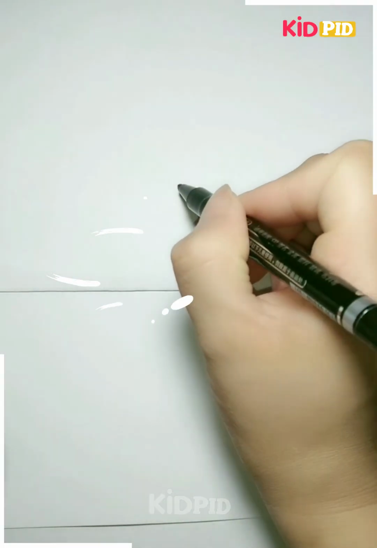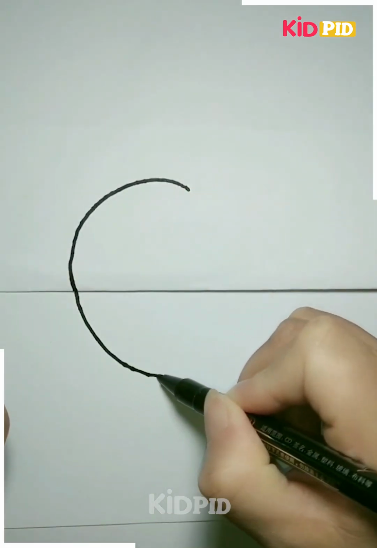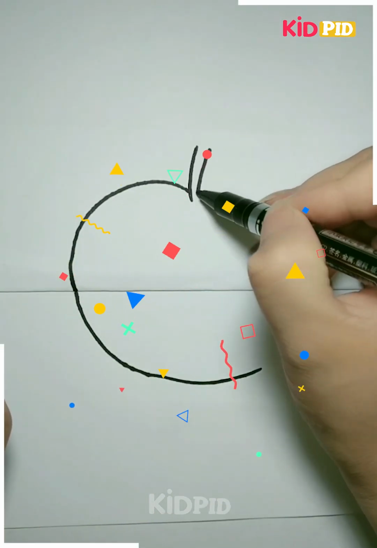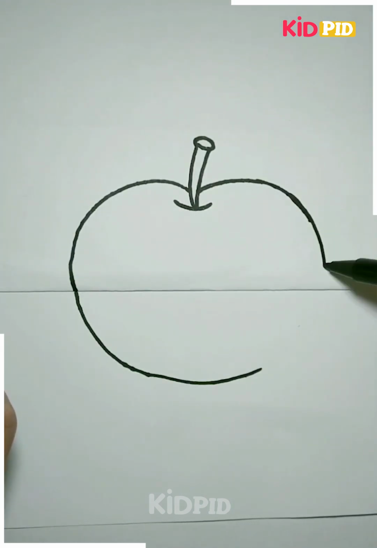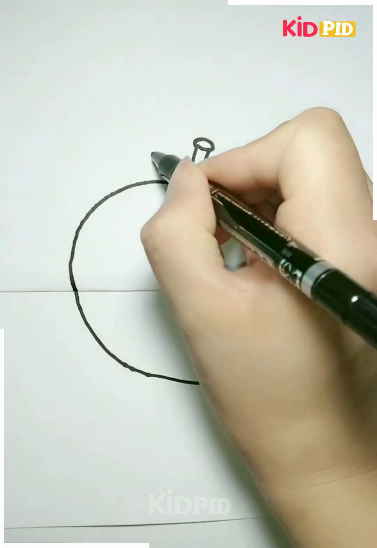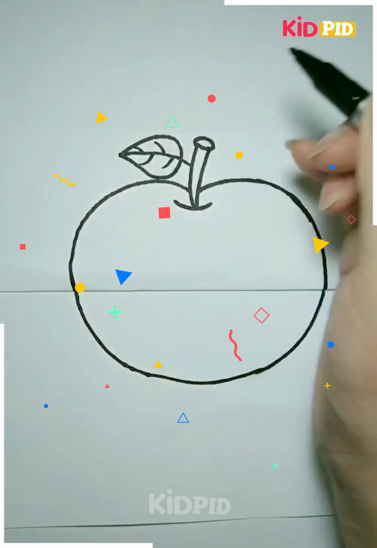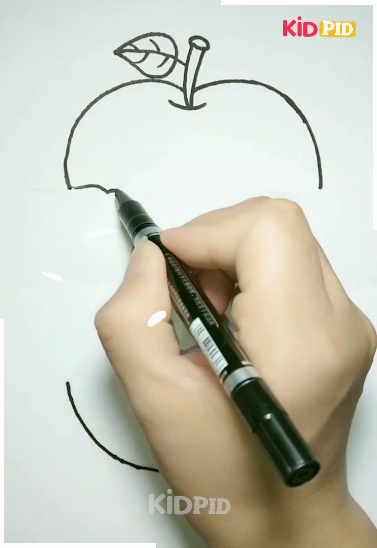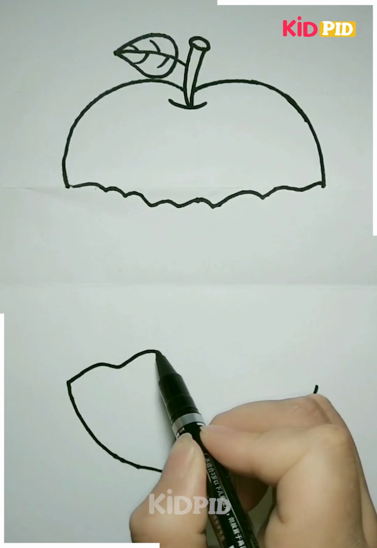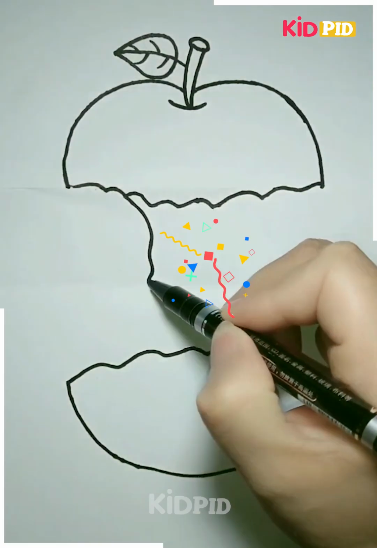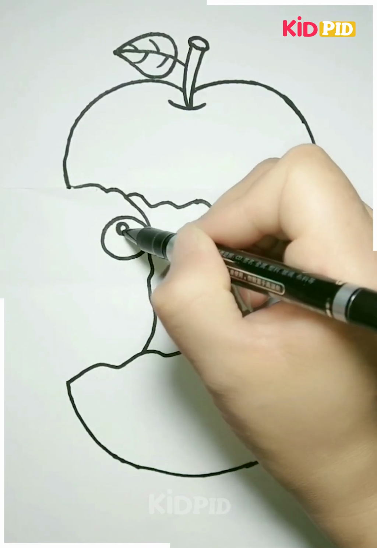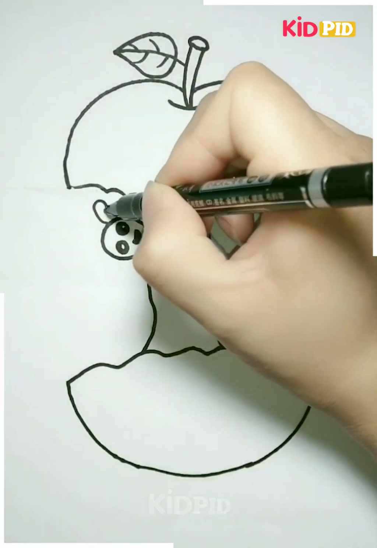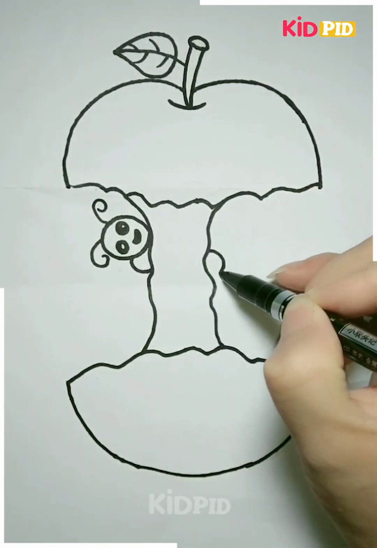So let's move on. Here again I'm taking a half sheet and then in the middle I'm drawing an apple. Slowly I'm drawing an apple and then I'm drawing the leaves of the apple. So take that half fold and connect them with the apple and then draw the lines and we are drawing the inner bite of the apple. So inside there will be a seed and different emojis are being drawn inside the apple.